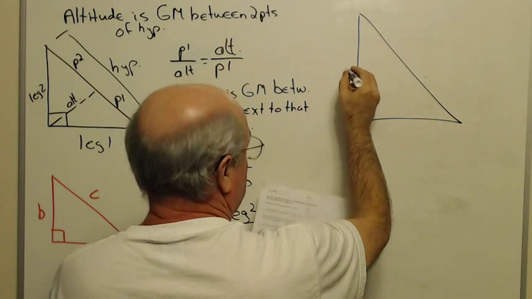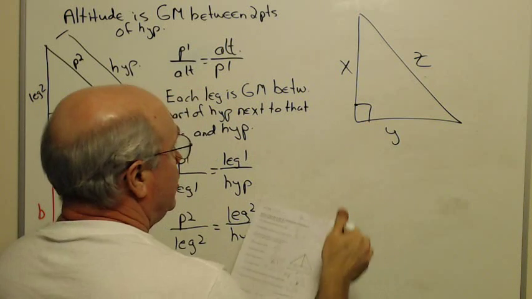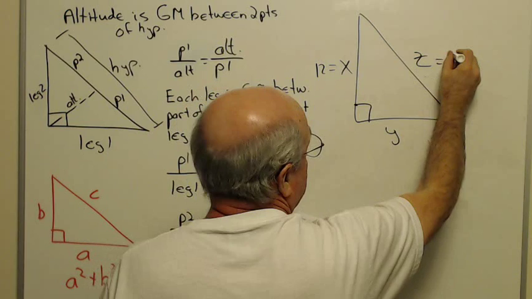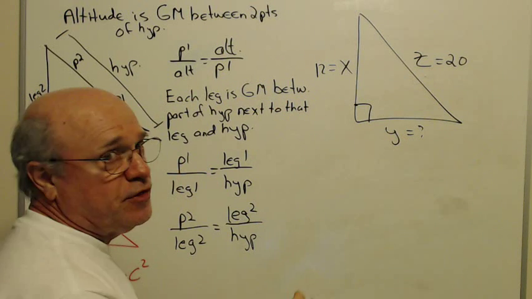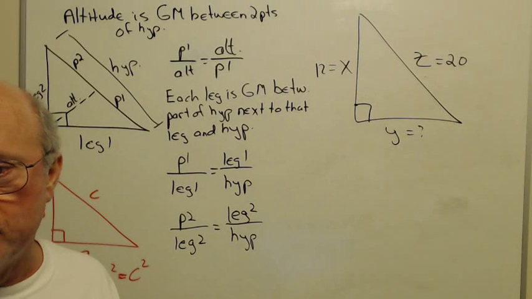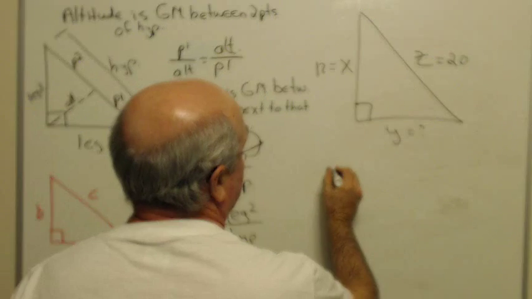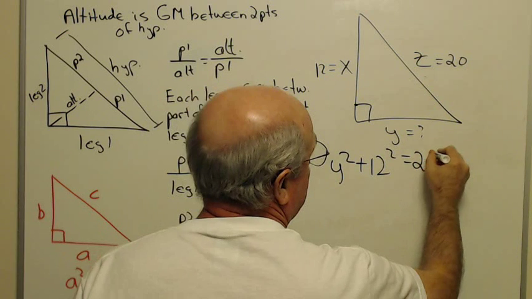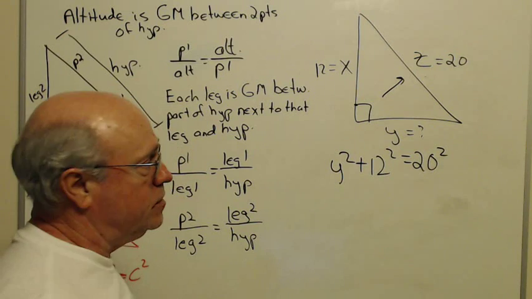Sides marked x, y, and z. And on number 9, x is 12, z is 20, and we're out to find y. So again, it's the Pythagorean theorem anytime you have two of the three sides in a right triangle. So we have y squared plus 12 squared equals 20 squared. The 20 has to be alone by itself because z is the hypotenuse.